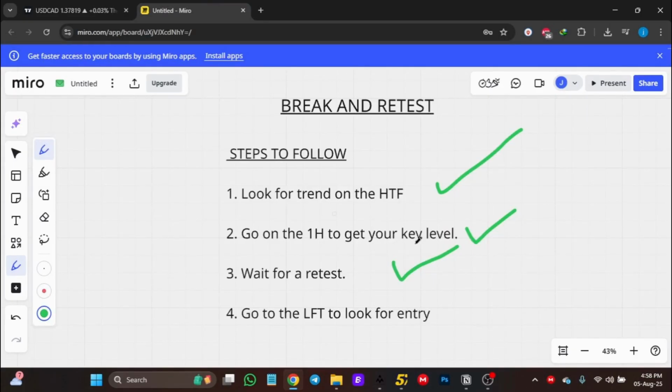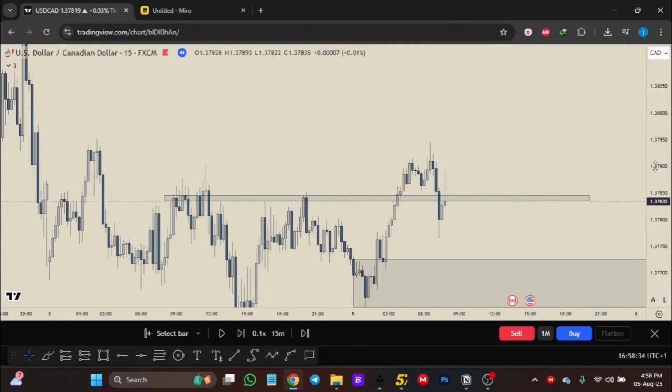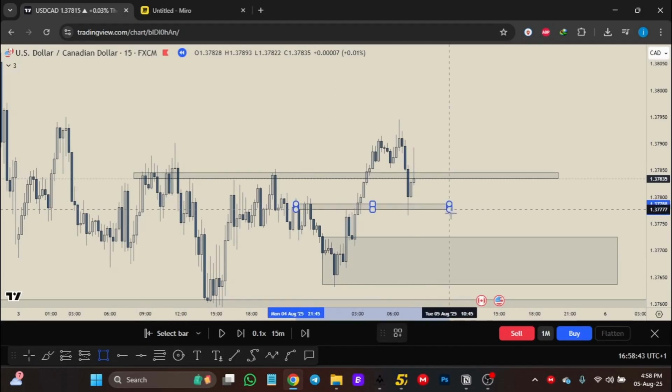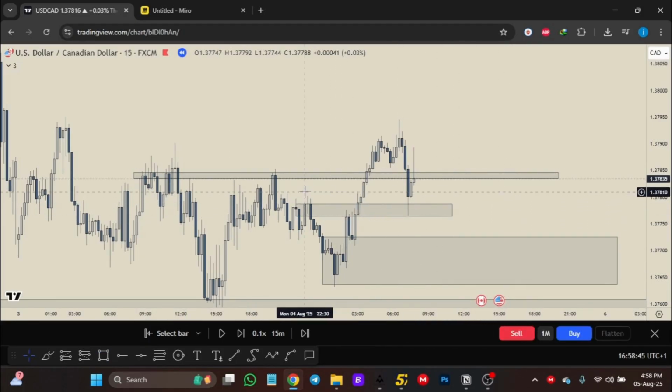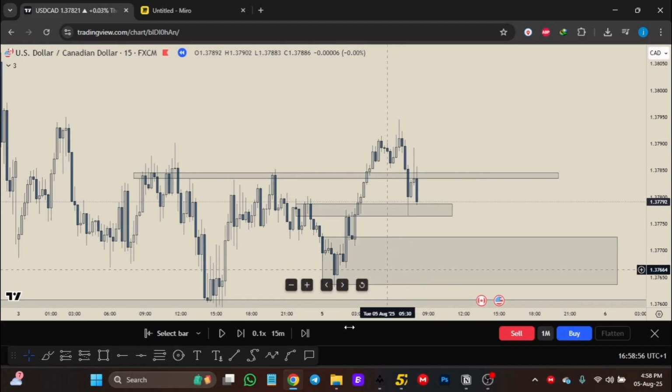Then I went to my lower time frame, step 4. First, I went to the 15 minutes time frame. As you can see, there was no engulfing candle here. On the 15 minutes time frame, I also saw these zones: support, resistance, price broke it, and then price came back. As you can see, there was no bullish engulfing candle here yet. You understand? So I waited.